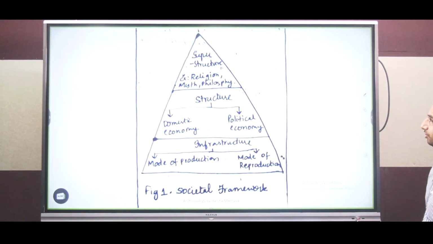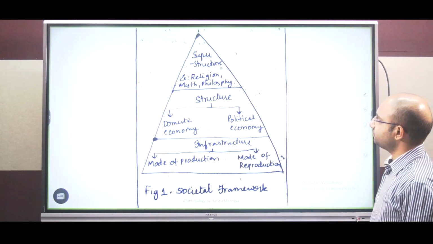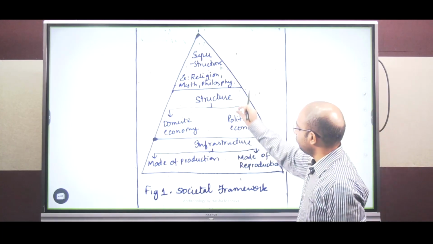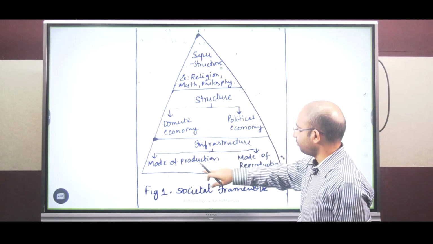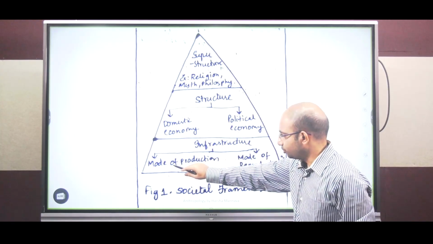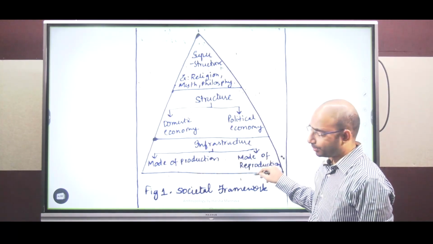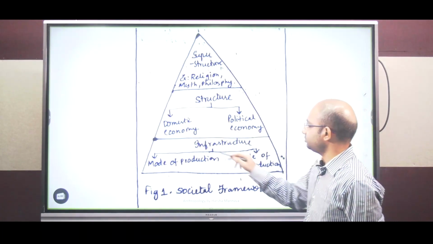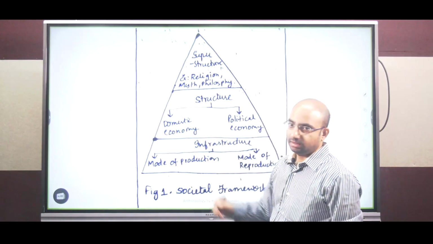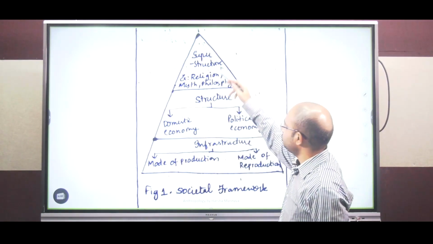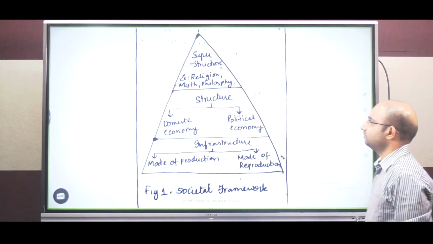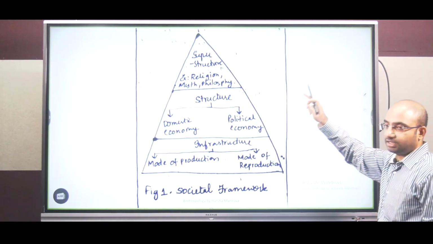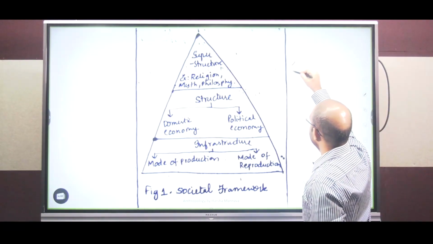One student drew this diagram and I picked this from her script. She very elegantly showed what is infrastructure, what is structure, what is superstructure, and then the components. Infrastructure involves modes of production and modes of reproduction. Structure involves domestic economy as well as political economy. Domestic economy means family and probably marriage. Then superstructure includes religion, myth and philosophy. This is how you can use diagrams to elevate your answers. And then discuss the ideas of Marvin Harris with the famous example.